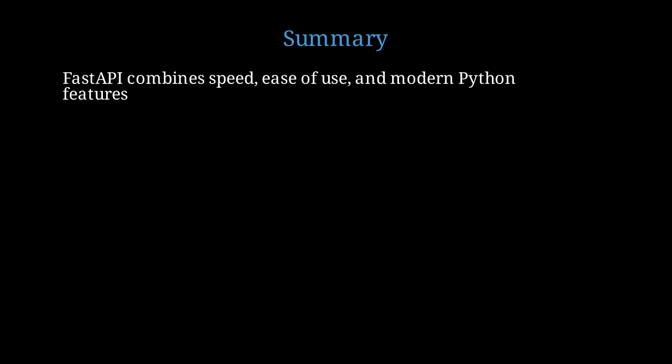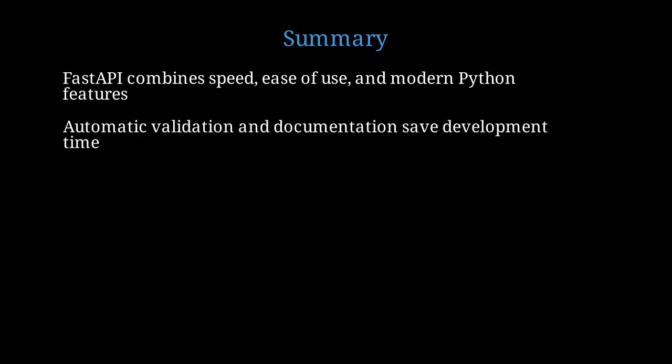Let's recap what makes FastAPI such a powerful choice for building APIs. FastAPI combines blazing speed, ease of use, and leverages modern Python features like type hints and async programming. Automatic validation and interactive documentation save hours of development time and reduce bugs.